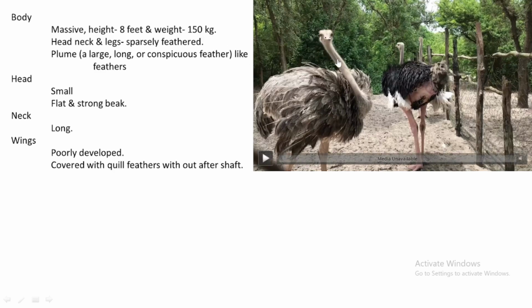And look at its head and neck. The head, neck and legs are sparsely feathered, means without any feathers, only small tiny feathers we can see on such areas. And plume means what? A large, long or conspicuous feather, that is plume. And feathers are plume like, means they are long feathers. Coming to its head, it is very small compared with the size of the bird. The head is too small, and it is flat and has a strong beak.